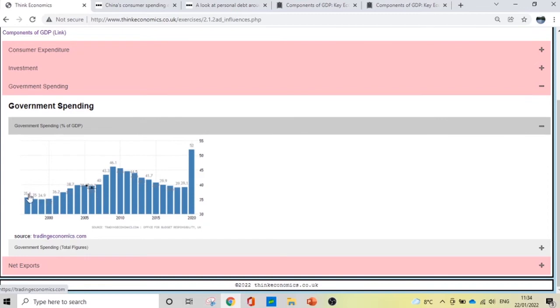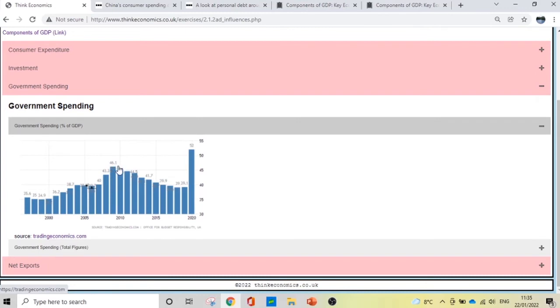We used to have a fairly low amount of government spending, about 36% of the economy in the 30s. That rose after the 2008 financial crisis because the government spent a lot of money bailing out failing banks, and just pumping money into the economy to increase government expenditure, push out the aggregate demand curve, get the economy going again.